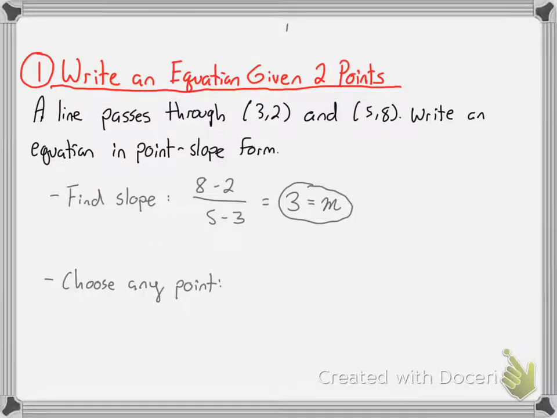Now, what's important to note here is that it doesn't matter if I pick 3, 2, or 5, 8. As long as I plug those coordinates in correctly with the format of my equation, I'm going to end up with the same line, even if it might look a little bit different. So here, I'm just going to go ahead and pick 3, 2. And when I plug it into my equation, first I'll plug in my coordinate, and then my slope. And I'm left with y minus 2 equals 3 times x minus 3. And I'm good to go. That's my equation in point-slope form.